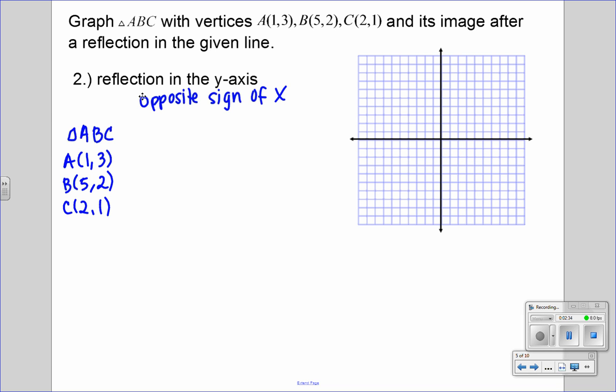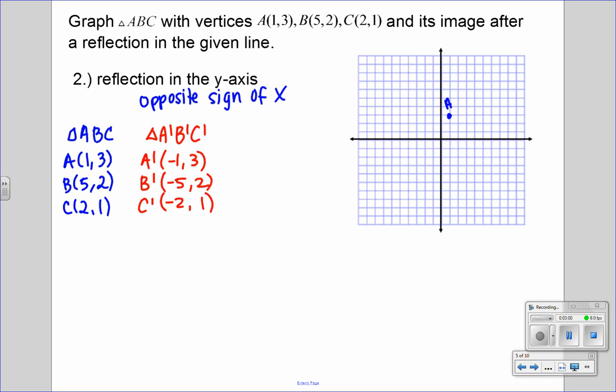And now let's apply that. And we're not going to do anything to the y values. We're just changing the signs of the x's. So this is going to be (-1, 3), (-5, 2), and (-2, 1). And now let's graph and see what it looks like.